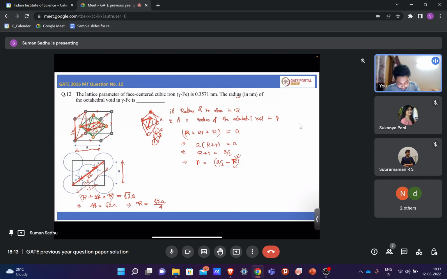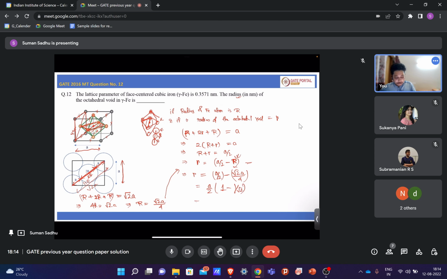Now we can substitute this value into this equation. So we will get the size of the octahedral void, r, is equal to a by 2 minus capital R, which means root 2 a by 4. Now if we take a by 2 common, this is 1 minus 1 by root 2.